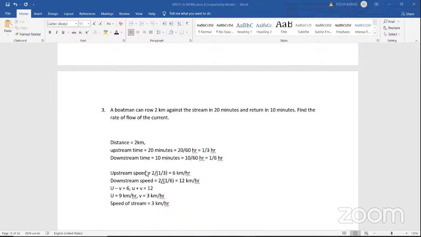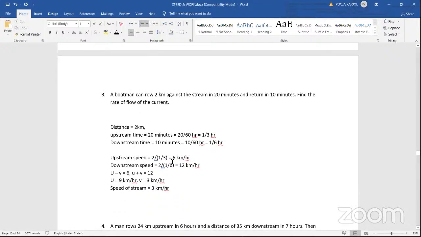Opposite. Okay. So upstream speed is 2 kilometers by 1/3, distance by time, 6 kilometers per hour. Downstream speed is 2 kilometers, same distance, by 1/6 hour, so 12 kilometers per hour. So u minus v is 6, u plus v is 12. Simultaneous equations. u is 9 kilometers per hour, v is 3 kilometers per hour. They have asked the rate of the flow of the current, meaning v. Answer is 3 kilometers per hour. Understood? Yes, ma'am.